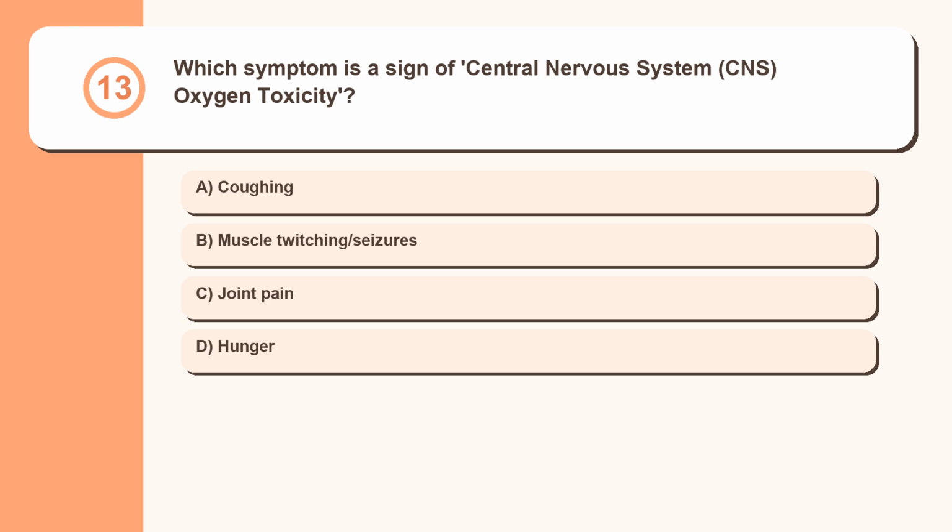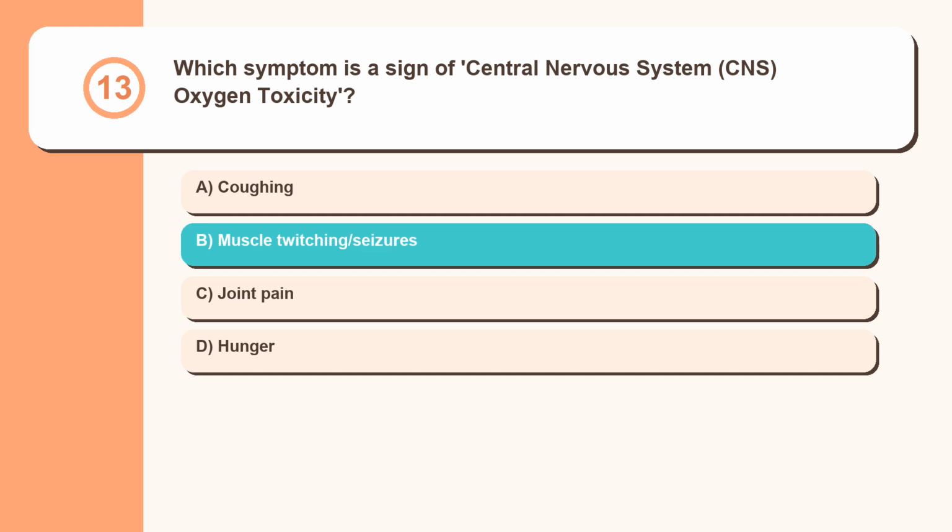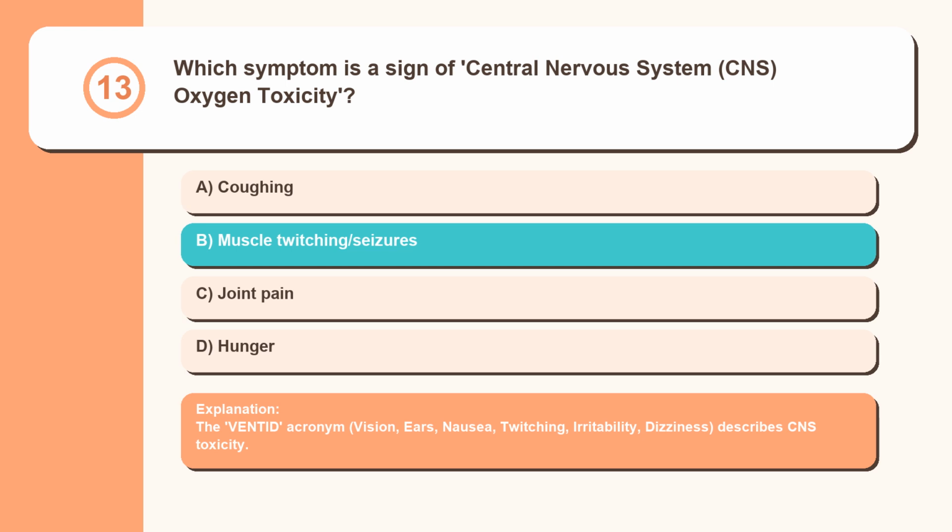Question 13. Which symptom is a sign of central nervous system, CNS, oxygen toxicity? Coughing, muscle twitching or seizures, joint pain, hunger. The VENTID-C acronym, vision, ears, nausea, twitching, irritability, dizziness, describes CNS toxicity.